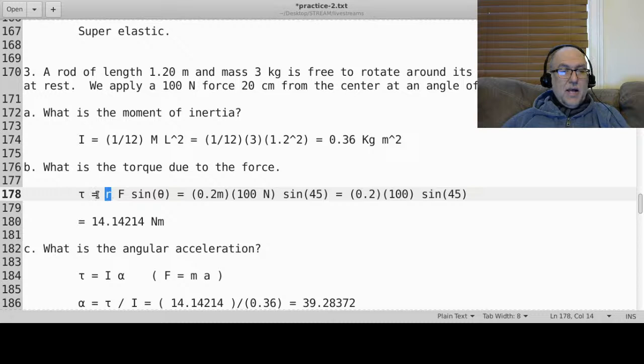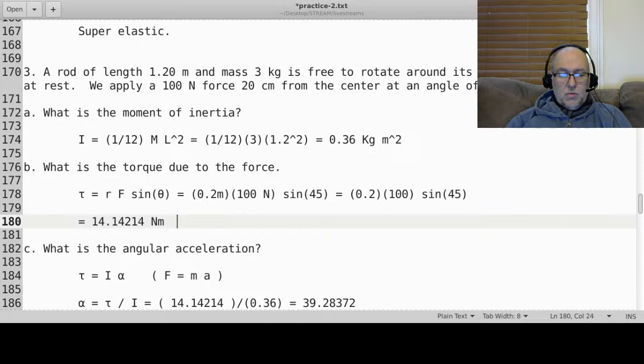Another way to think of torque is like a twisting or turning, the ability to turn something. Okay, so anyhow, that answers this question. The torque due to this force is 14.1 newton meters. On a test, of course, I would round this off to 14.1 newton meters.